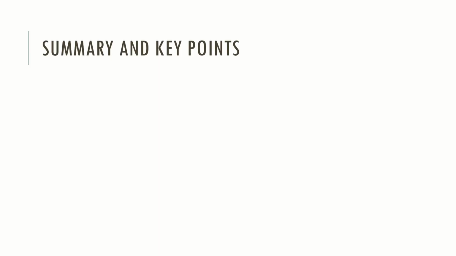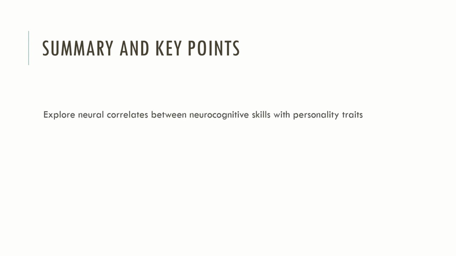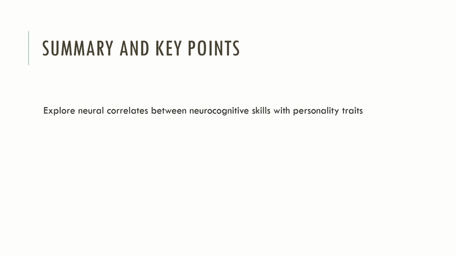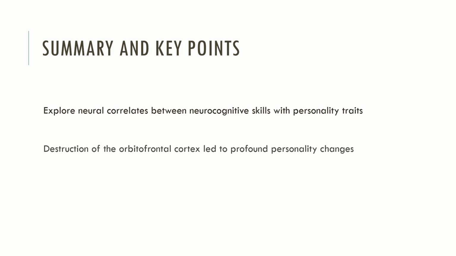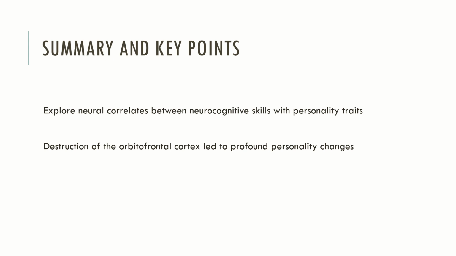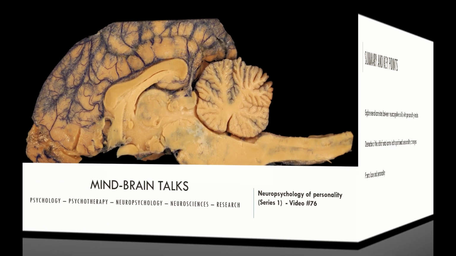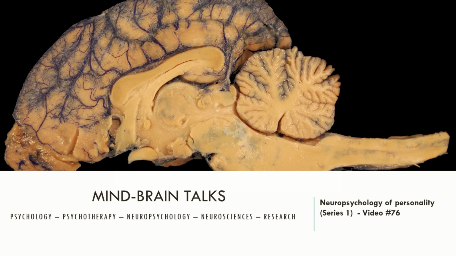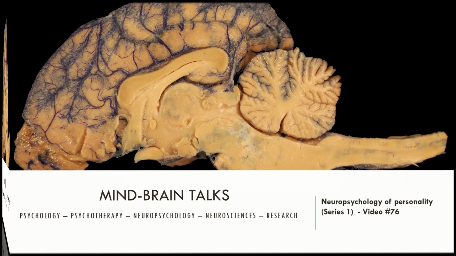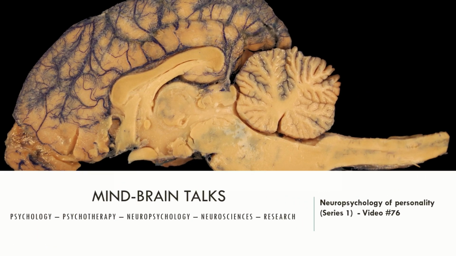So now let's see the summary and key points. Neuropsychology of personality explores neural correlates between neurocognitive skills and personality traits. We saw also that the destruction of the orbitofrontal cortex led to profound personality change, which implies a relationship between the frontal lobe and personality, alright? So, this is just an introductory video on the neuropsychology of personality, but in the future I will detail more of these issues in further videos, okay?